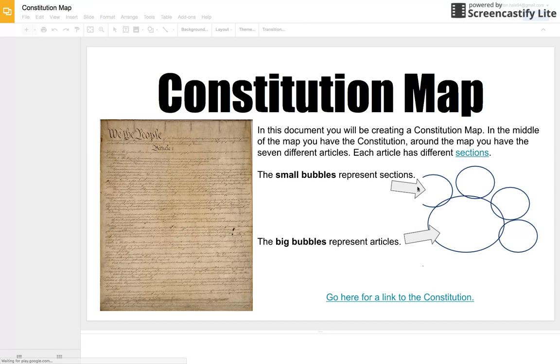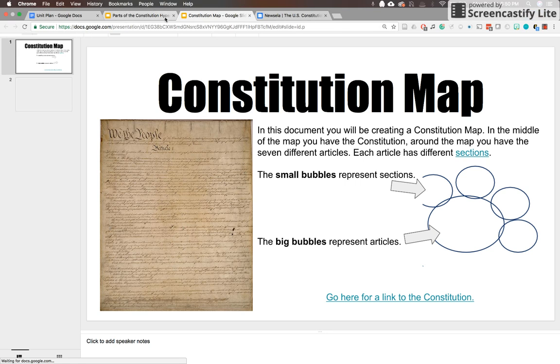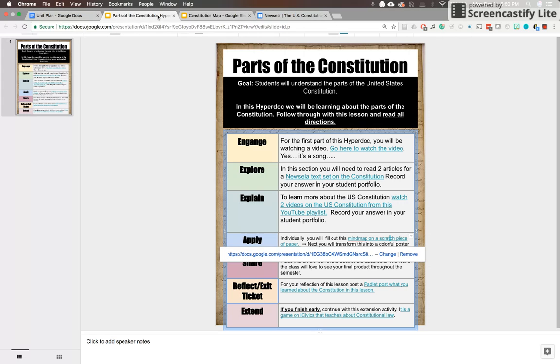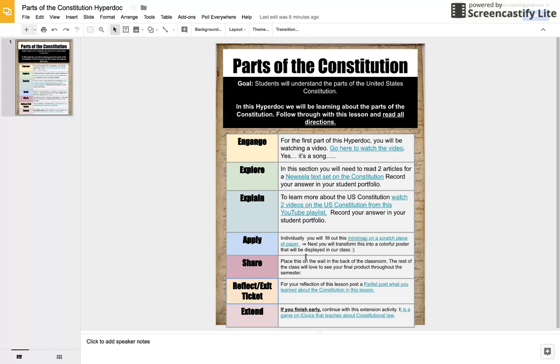In the small bubbles, you would write the sections. In the large bubbles, you write the articles, allowing the students to see graphically how the Constitution would map out. They then create a poster of this with their table group.